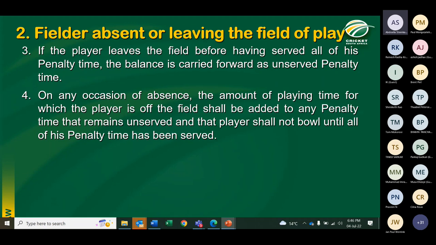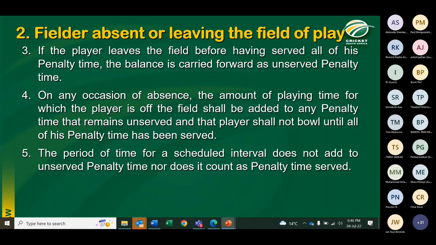Then at 10 past 11, Johnny leaves the field again for another 20 minutes. So what the law is telling us is unserved penalty time will stay. If he goes off again, you will add that penalty time to his unserved penalty time. Scheduled intervals do not get added to penalty time. It's only playing time that Johnny was off the field of play that he needs to serve. Scheduled interval does not get added.